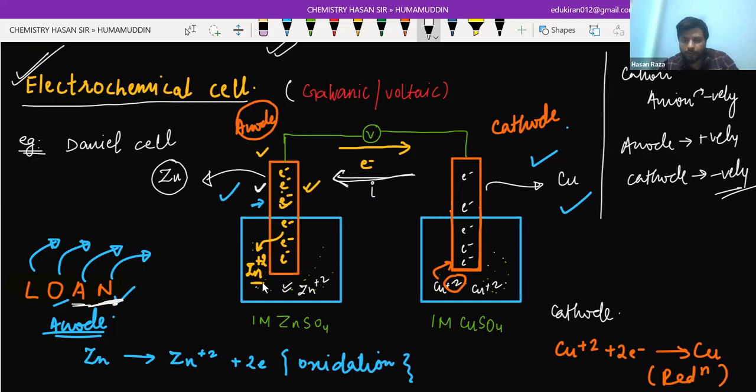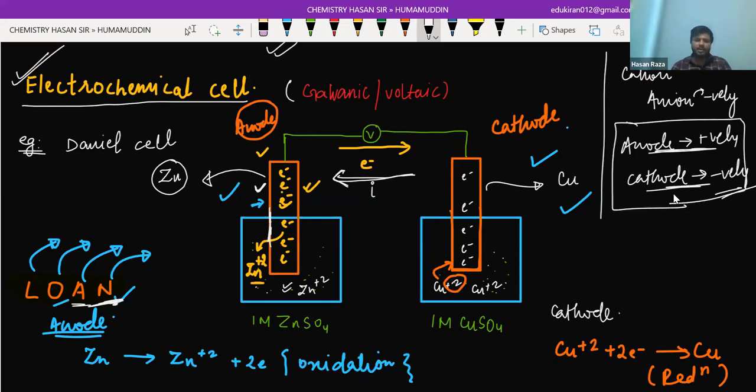Don't be confused. It is negative because the zinc from the electrode loses its electron at this electrode and goes into the solution. So only the electron is left, and electron has negative charge. That's why it is negative. This I have written as positive, that is what you have studied till now. Is that clear? First of all, you are going to write it. Then I'm going to introduce some more concepts.